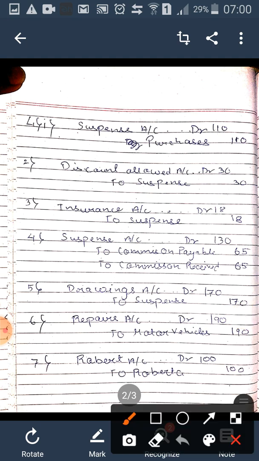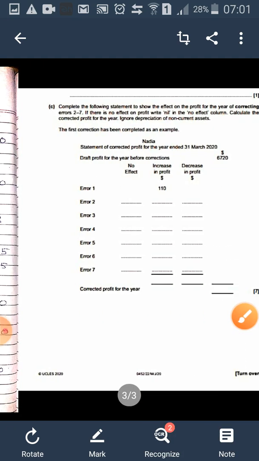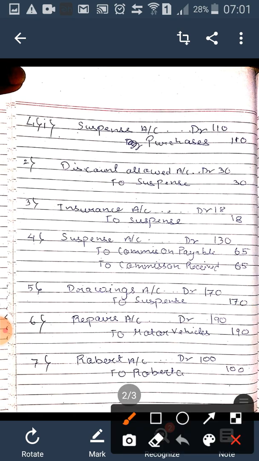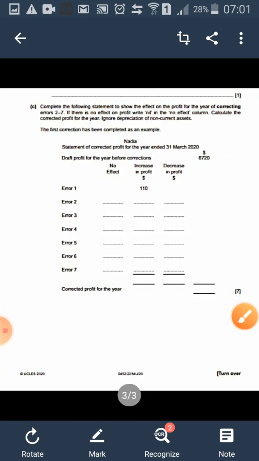And next, commission payable has been credited, which means an expense is reducing, and commission received has been credited, which means we are getting a new income after the error. Both of them will lead to an increase in profit, so it will be recorded over here as $130 increase in profit. And again, drawings is an expense, it has been debited, so it will lead to decrease in profit.